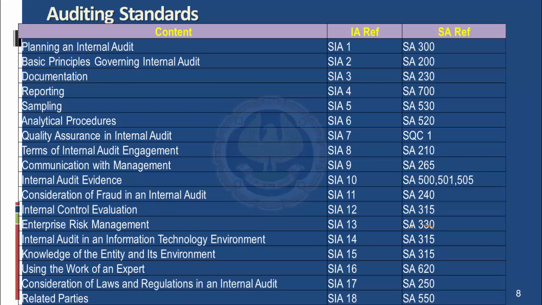Those are SA 315, and internal control evaluation, again SA 315. So SA 315 is the most important of the auditing standards. Unless we understand the systems, we cannot go in for audit. So SA 315 plays a dominant role in carrying out the audit. Now what is this SA 315? SA 315 is identifying and assessing the risk of material misstatement through understanding the entity and its environment.